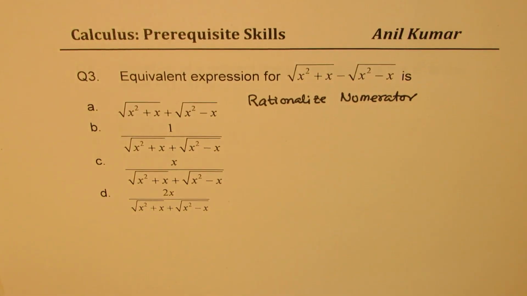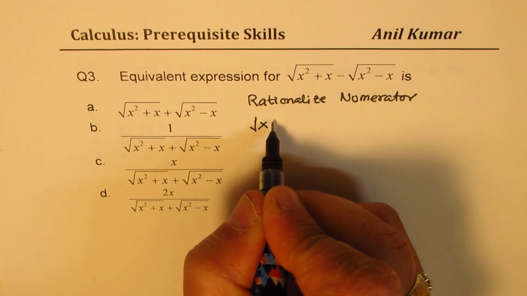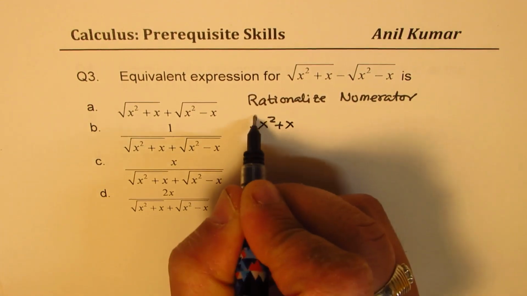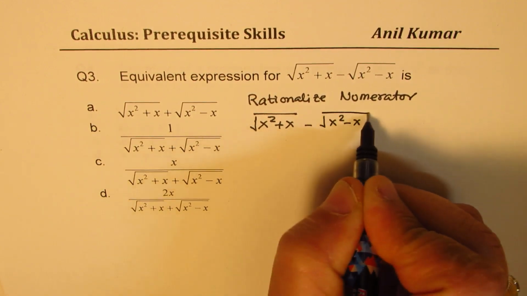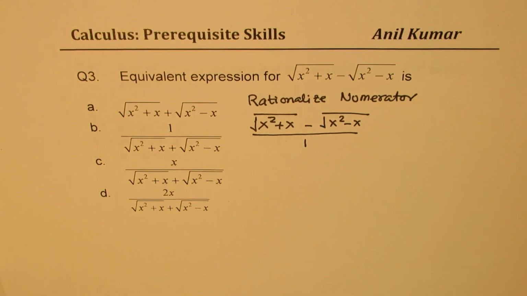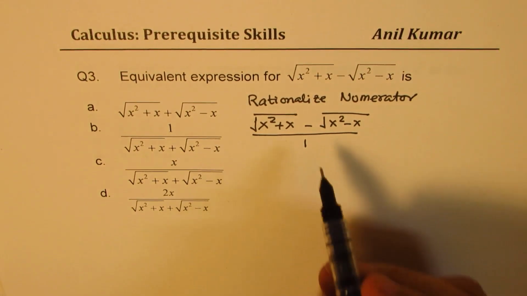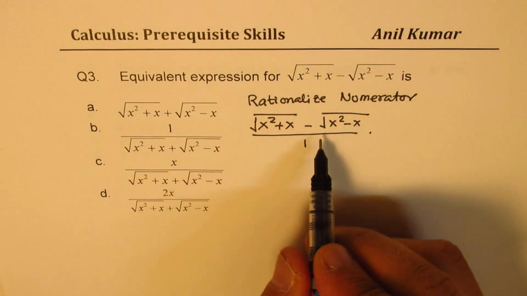Rationalization is a very important part. You should be really good at it. So how do we rationalize? We have this expression, which is square root of x squared plus x minus square root of x squared minus x. It could be written as divided by 1. So that is how we are treating this as a rational type of thing, right? P over Q. Not really a rational function because of the square root.